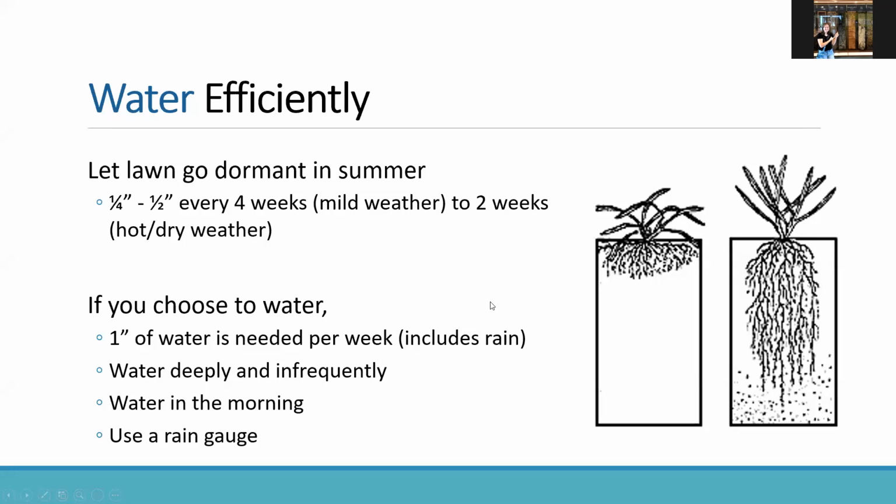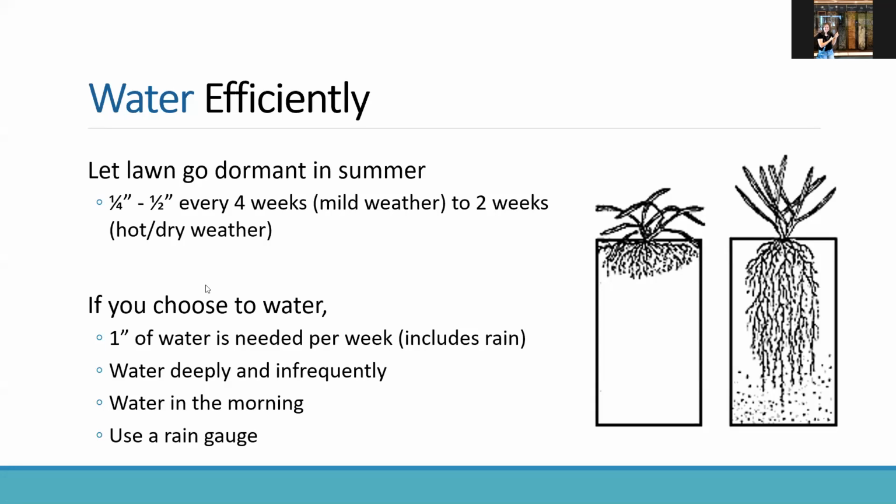Cool season grasses, which is what a majority of Illinoisans have in their yards, go dormant in the summer if they don't have enough water. Now, that's completely fine. Let your lawn go dormant in the summer. Dormant lawns only need about 1/4 to 1/2 inch of water every 4 weeks, and that's if the weather's mild. If it is a hotter, drier summer, you'll maybe want to make sure that's every 2 weeks. Now, that's with rain, so you may not have to water or irrigate at all.